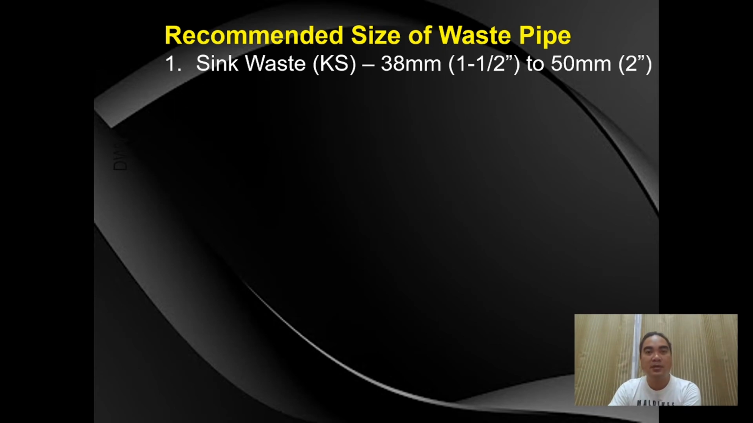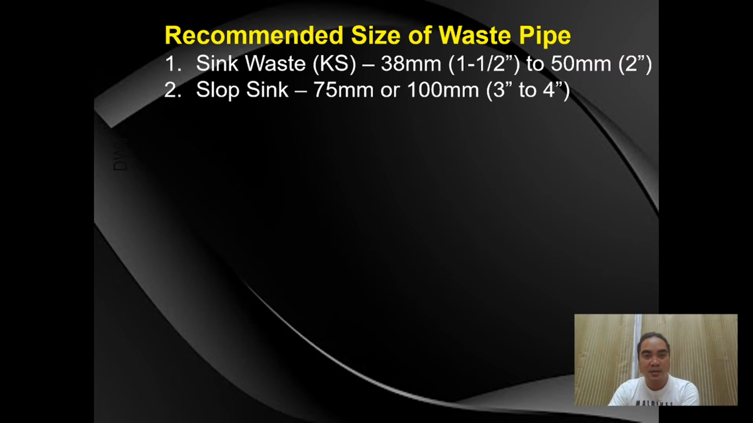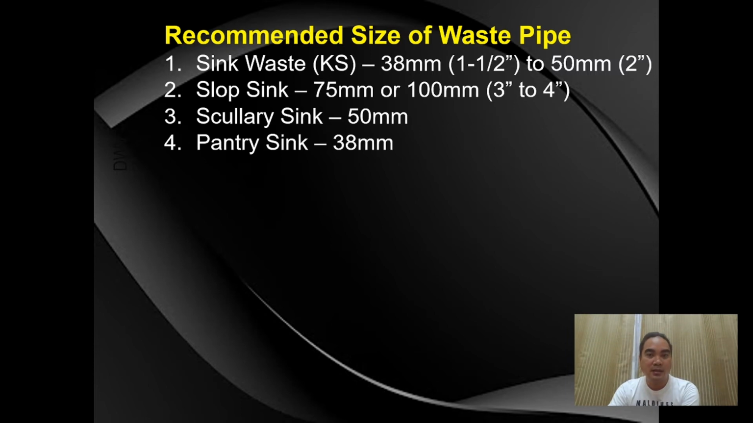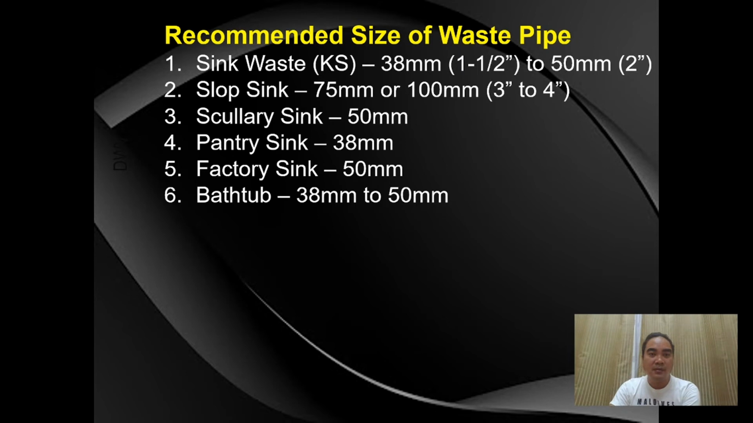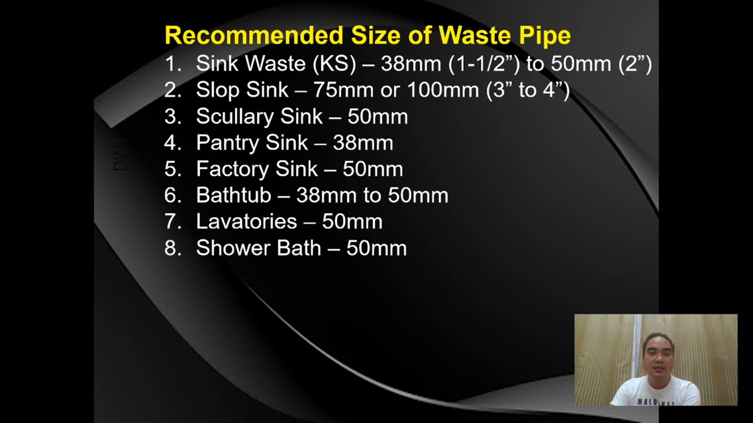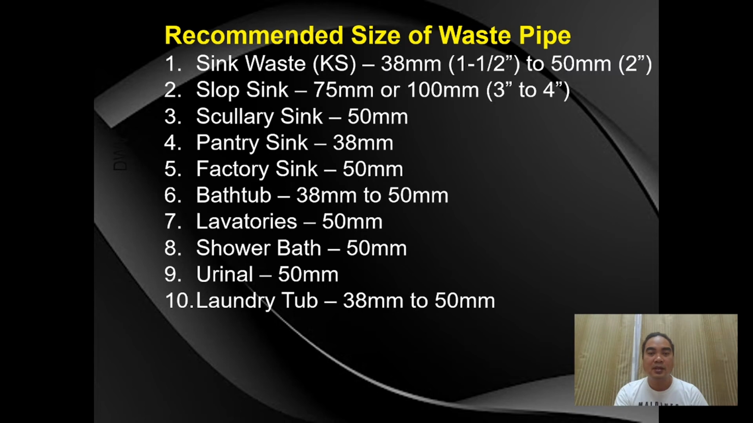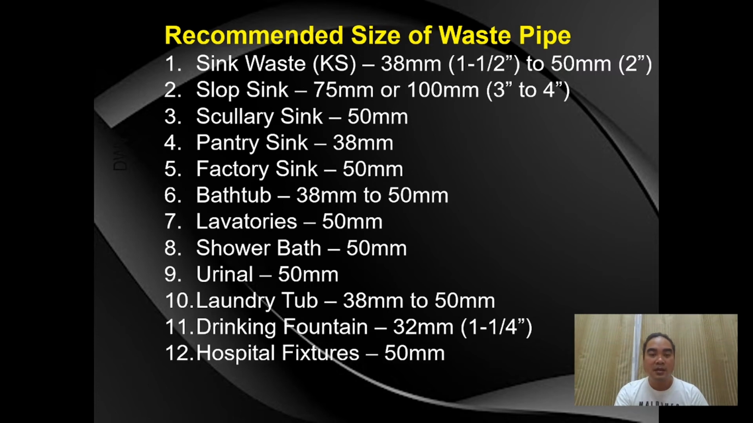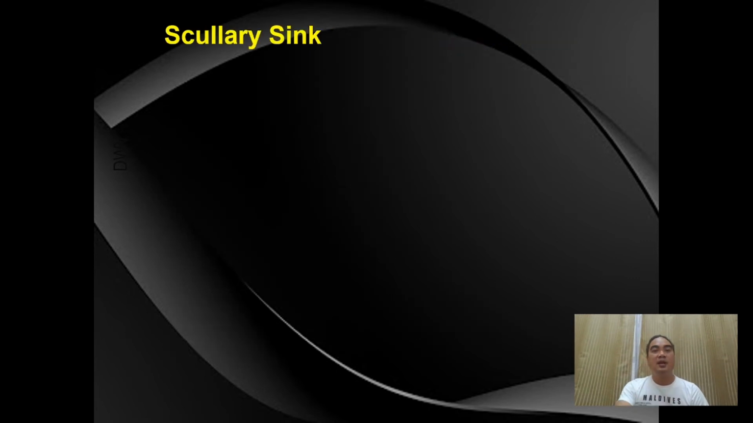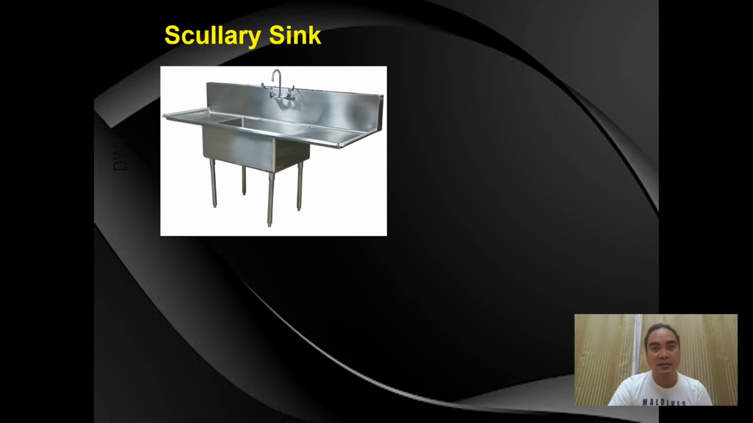Recommended size of waste pipe. For sink waste, 38mm to 50mm. Slop sink, 75mm or 100mm. Scullery sink, 50mm. Pantry sink, 38 millimeter. Factory sink, 50 millimeter. Bathtub, 38 millimeter to 50 millimeter. Lavatories, 50 millimeter. Shower bath, 50 millimeter. Urinal, 50 millimeter. Laundry tubs, 38 millimeter to 50 millimeter. Drinking fountain, 32 millimeter. Hospital fixtures, 50 millimeter. Scullery sink, yan ang image ng scullery sink. Pantry sink.